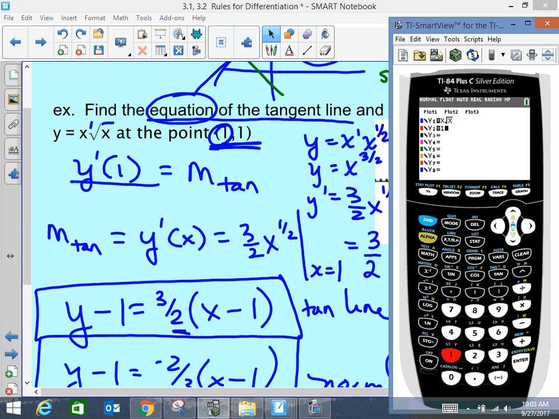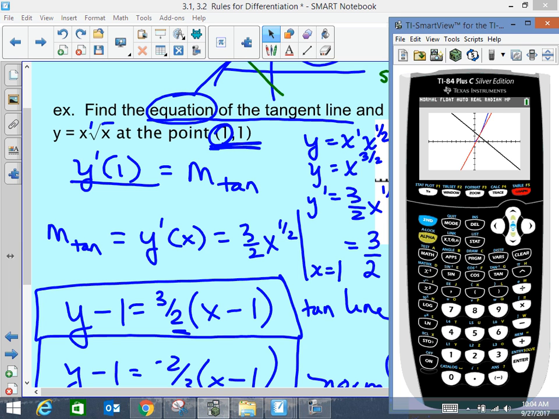So y = 1 + 1.5(x - 1). Okay, and then the perpendicular one is going to be in black. That's going to be y = 1 - (2/3)(x - 1). Okay. Now, if you graph those in your standard window, it's not going to look like it's perpendicular. Okay? Watch here, the black one. So it's a little lopsided, right?